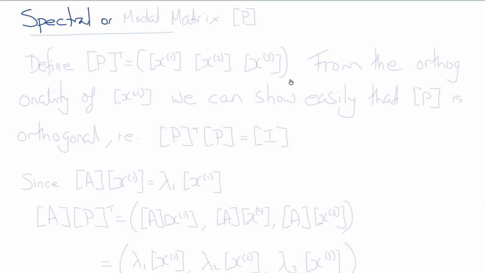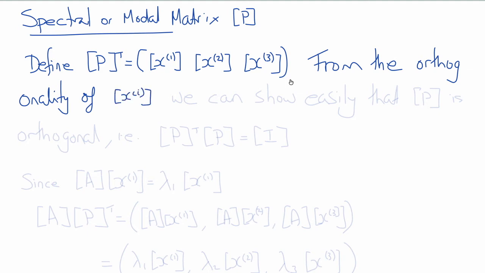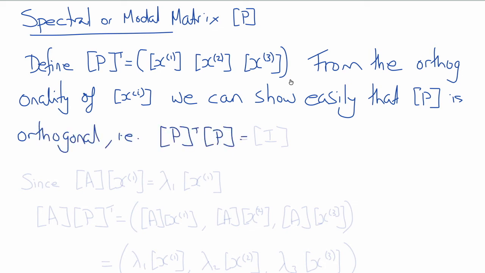Now, if we stack the three eigenvectors as column matrices into one square matrix, then we get a special matrix called the spectral or modal matrix. So here I've defined it as P transpose is equal to X1, X2, X3, the three column matrices representing the three eigenvectors as three columns of P transpose. From the orthogonality of the eigenvectors, it's easy to show that the matrix P is also orthogonal. In other words, P transpose times P is equal to I.